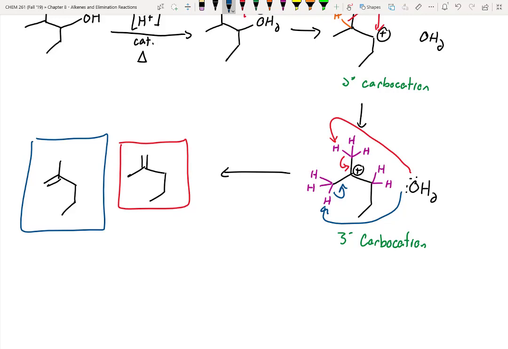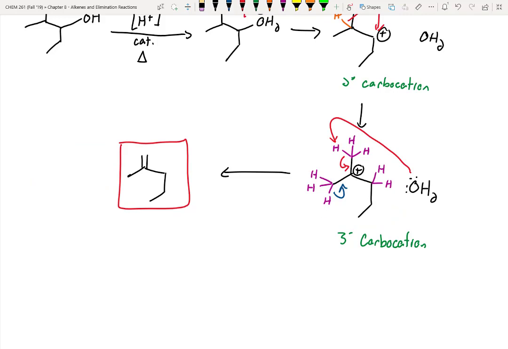So I could draw it twice, I could draw it three times, I could draw it four times, I could draw it a million times, but it doesn't make it more right. So in this case, I'll just draw it once and say both of those arrow pushing schemes give me the exact same product, so I'll only show that one way. All right, let's do the other one though.